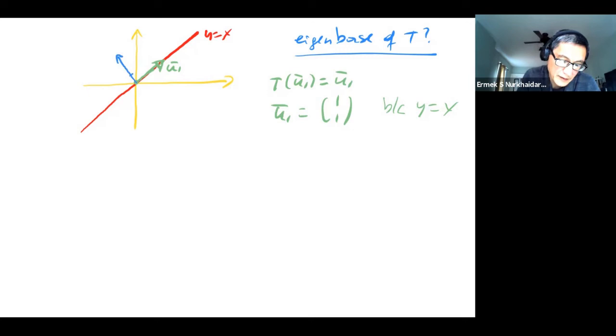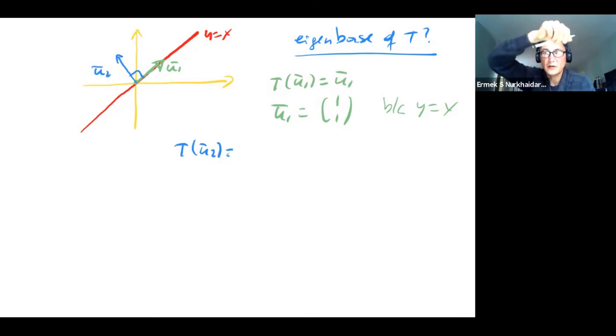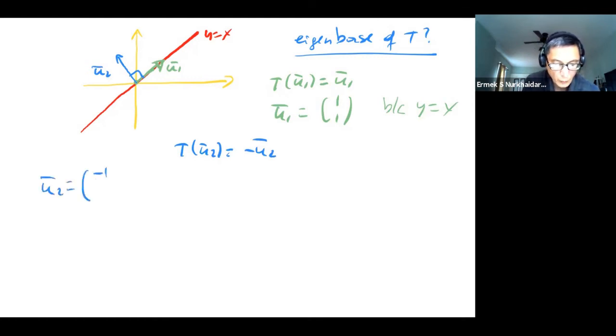So we want to have 90 degrees here. That's U2. And T of U2, because it's perpendicular, will go in the opposite direction. So it's going to be negative U2. Okay. And if you like, you can eyeball here that U2 is going to be negative 1, 1. Right? Because it is the line perpendicular to the straight line y equals x, you can kind of play with it.